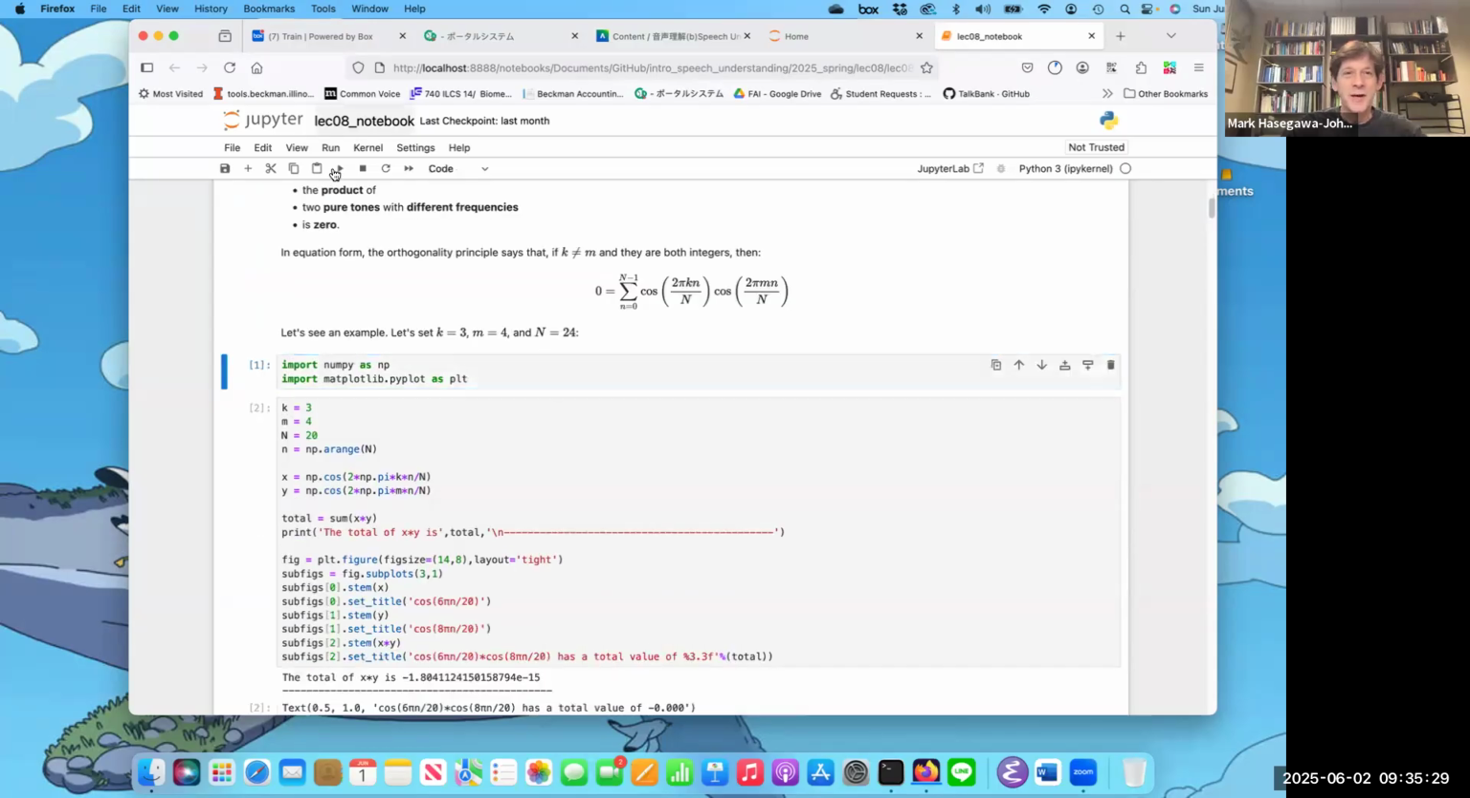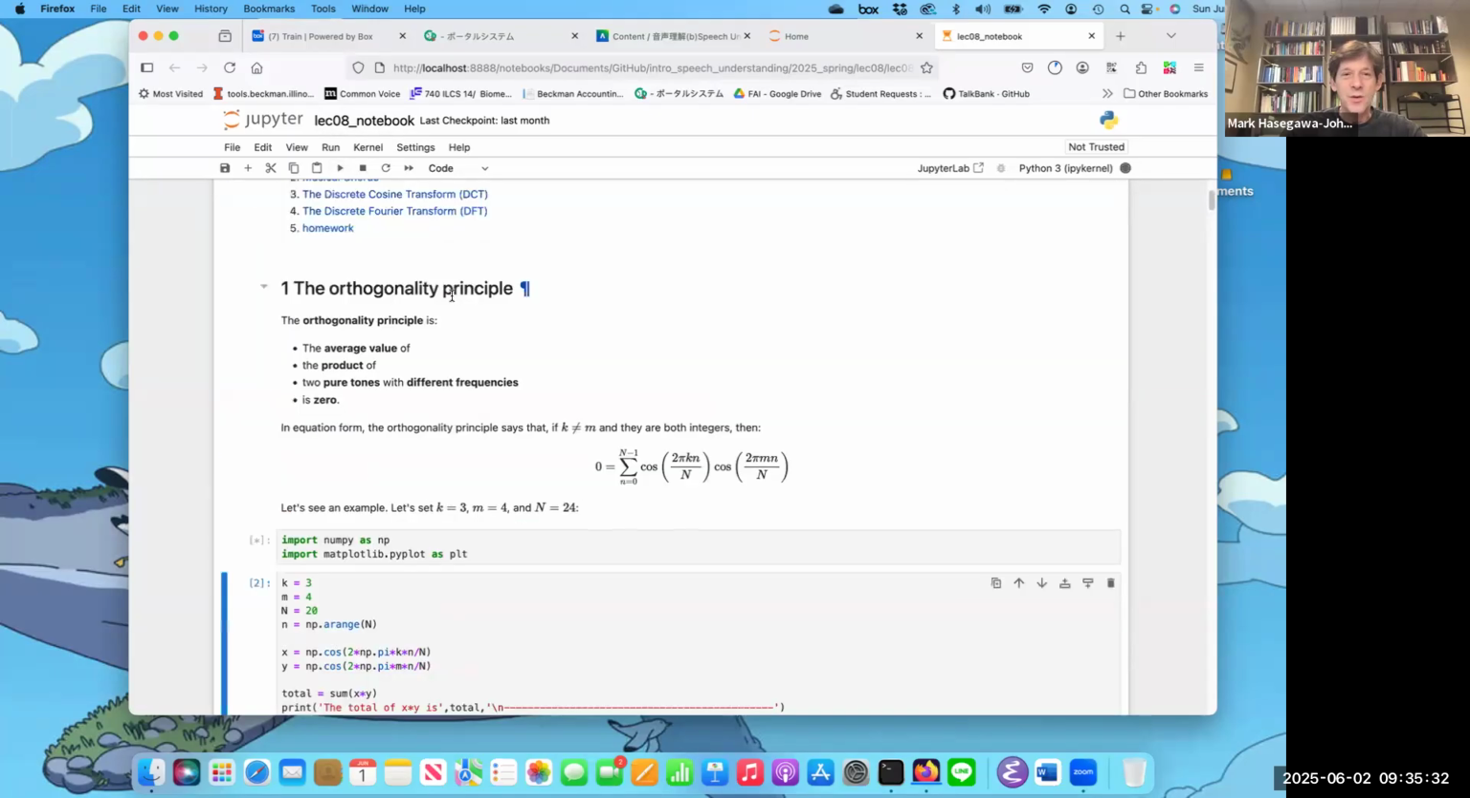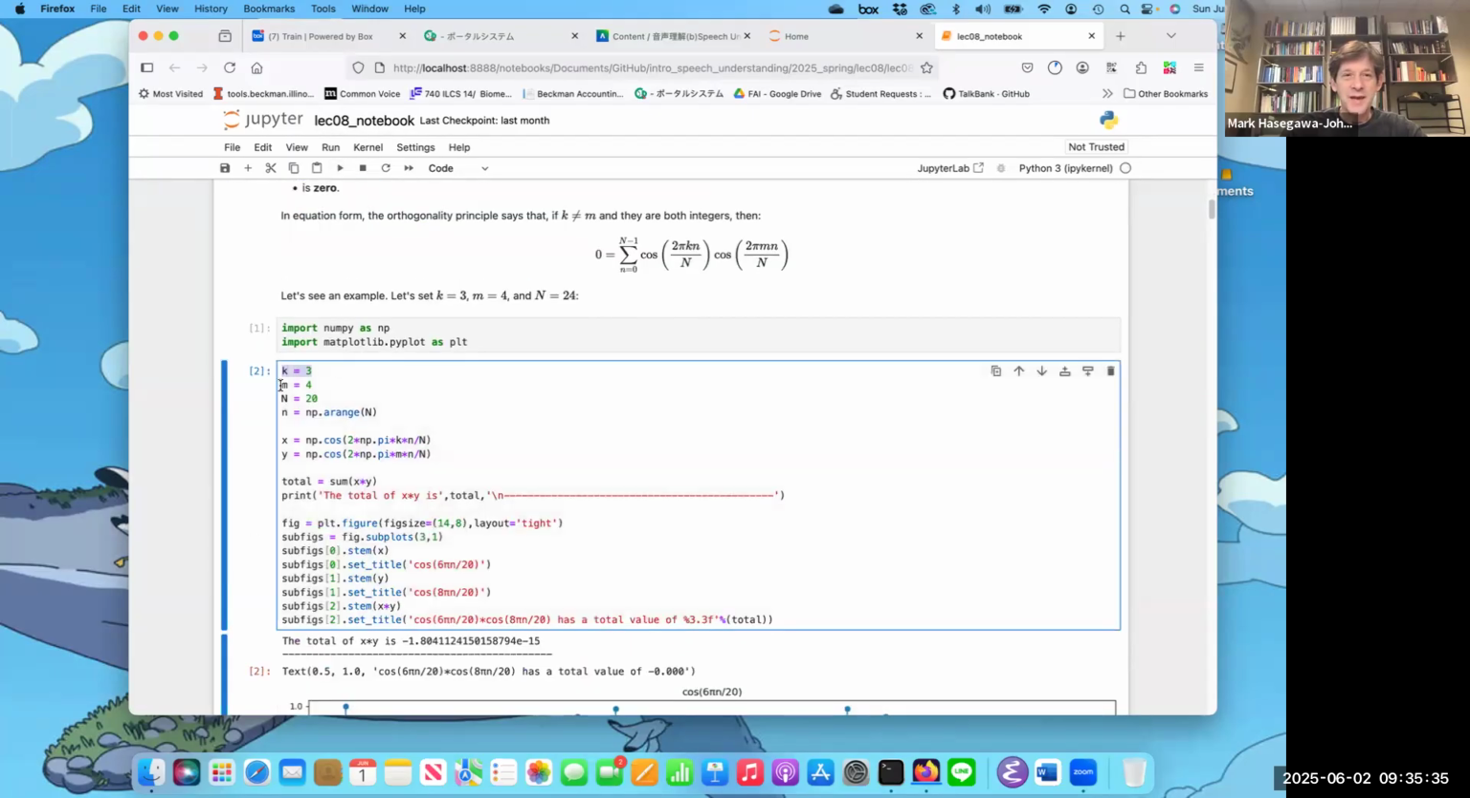Let me import NumPy. And then let me go ahead and take k equal to 3 and m equal to 4. And I'll take a total of 20 samples just in order to have something that's easy to plot. Small n will be the numbers from 0 to 19, right? And then I'll create a cosine at the frequency k and a cosine at the frequency m. And then I will multiply those two and add together the result. When I add together the result, the total will be basically 0. It will be 10 to the negative 15th.